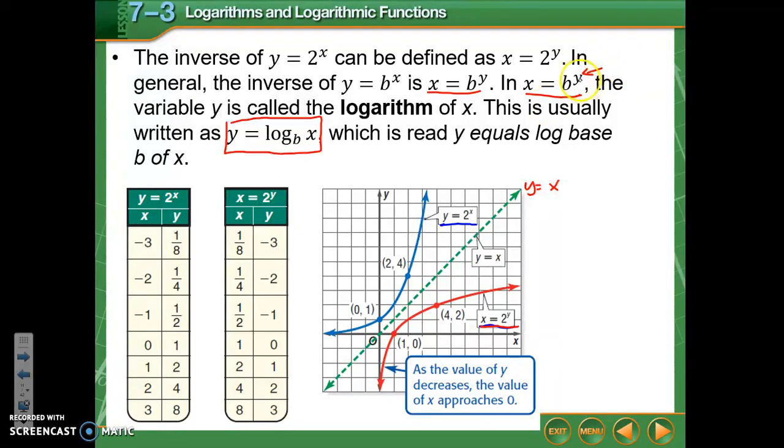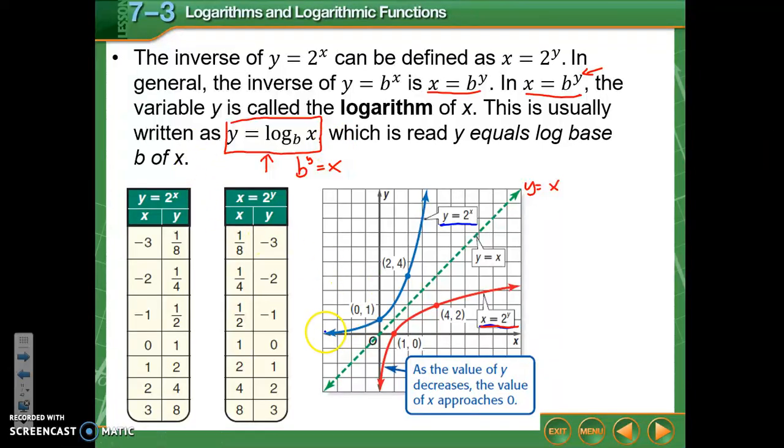It's what exponent do I need to take this base to get some answer. And the way that we read this notation, so basically, if I want to write x equals b to the y in y equals form, it looks like this. y equals log base b of x. This is the same as saying b to the y equals x. These two things are synonymous.